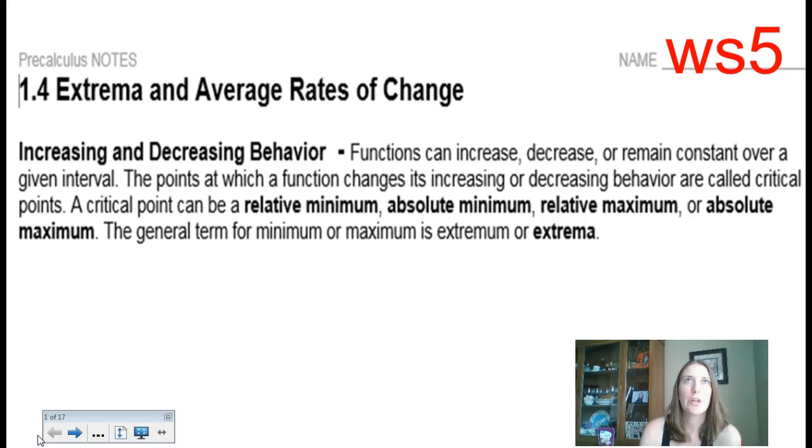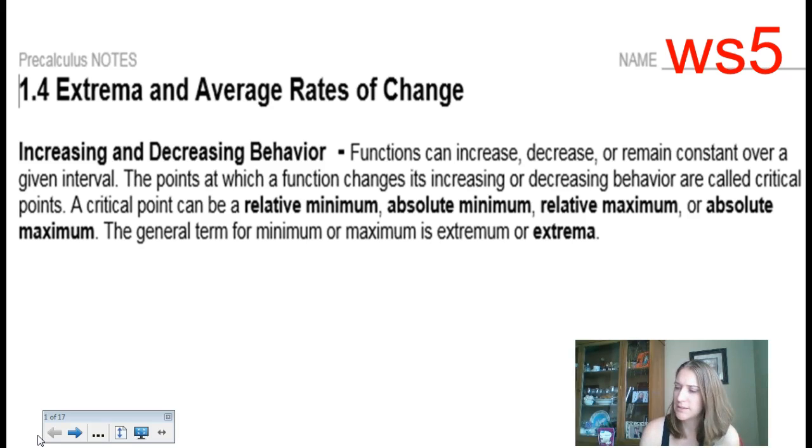So we're going to be looking at when your function is increasing versus decreasing. When is it constant? Where does it change from increasing to decreasing? We're going to come up with some ideas that are called critical points, relative minimums versus an absolute minimum, relative maximum versus an absolute maximum, and then those terms are referred to as the extrema.